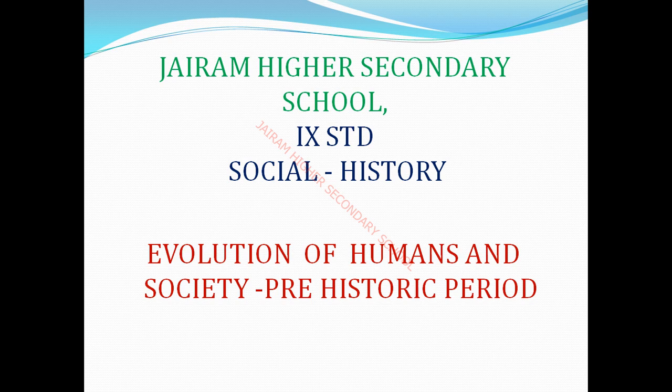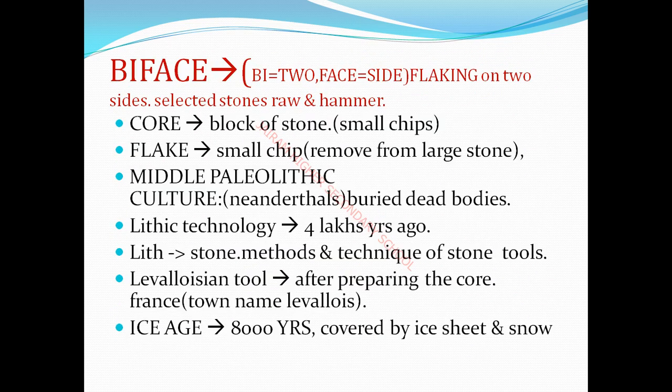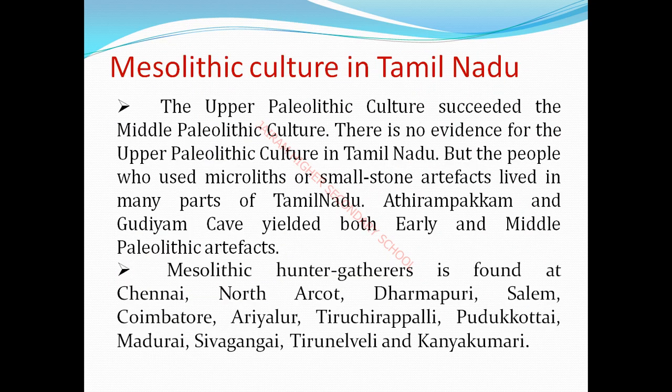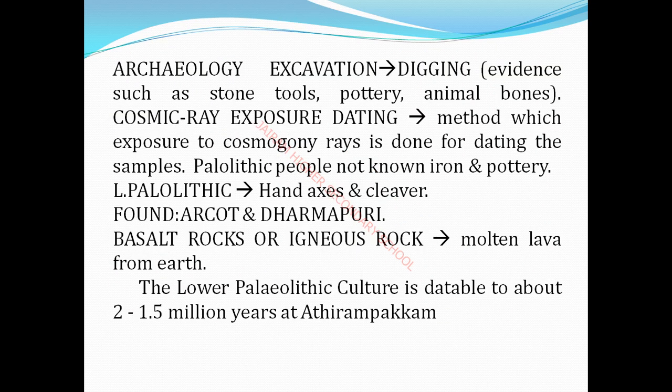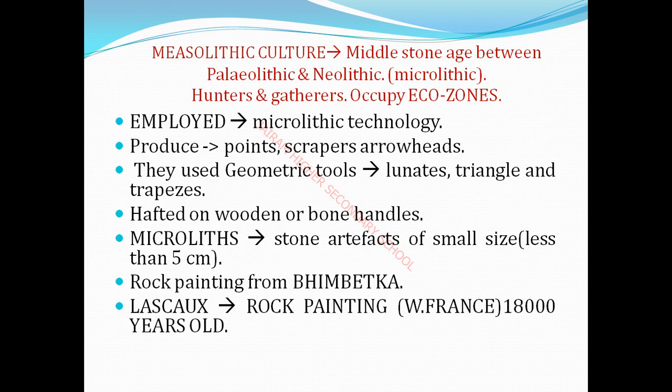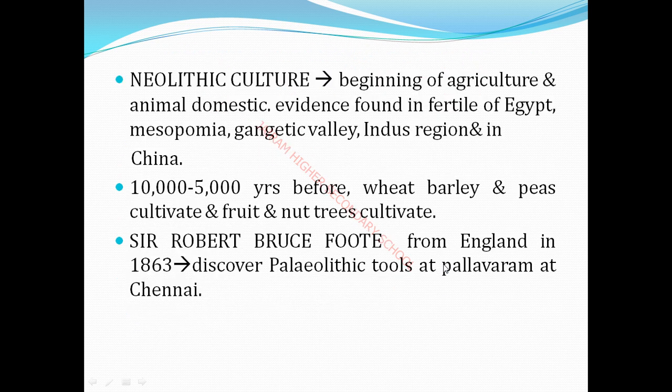Then we are going to see the Mesolithic culture. I already told you yesterday. Mesolithic culture is the middle stone age between the Paleolithic and the Neolithic. It is a very important question, please remember it. In this generation they were hunters and gatherers, in the form of occupying ecozones. Yesterday I completed up to this topic only. Today I am going to teach you Neolithic culture.